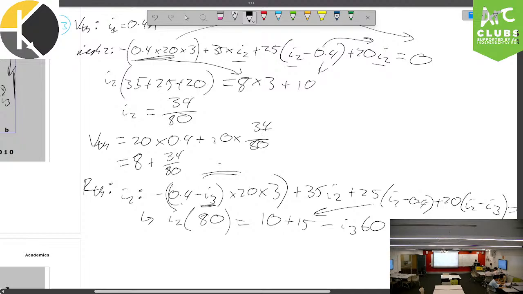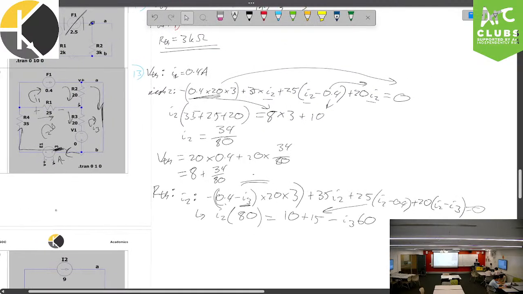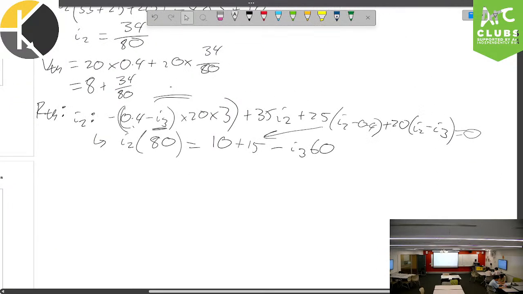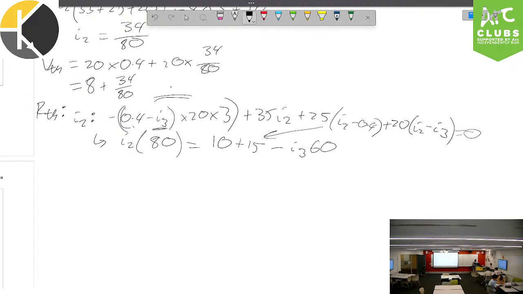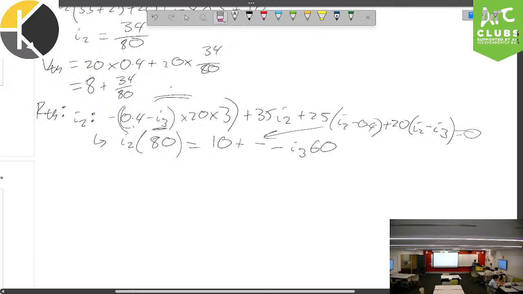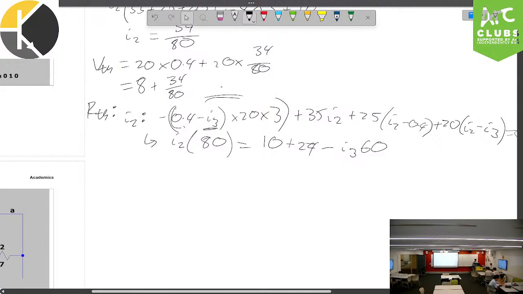Alright. There we go. That's more like it. So, we don't get a 60 here. Yeah, we do get a 60 here. But we get a 24 over here. Alright. So now we have our first equation.